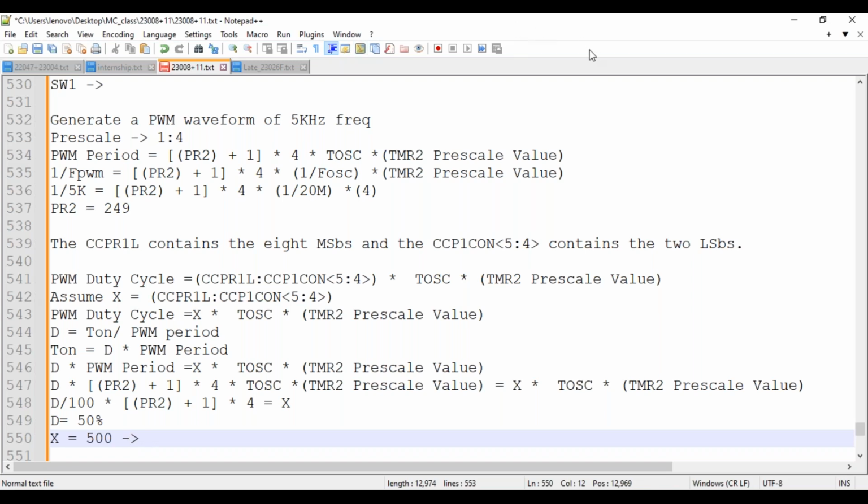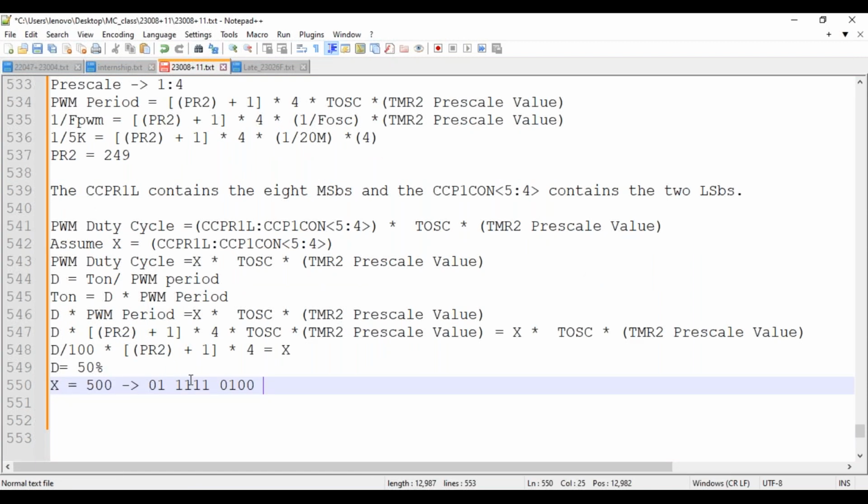Okay, fine. So let me just copy this. I wanted the 10-bit equivalent value. I copied it from one of your texts and pasted it here. So this is the 10-bit equivalent value. Now, I cannot write this complete 10-bit value to a single register. I have to write the 8 MSBs to the CCPR1L register and the 2 LSBs to the 5th and 4th bits of the CCP1CON register.